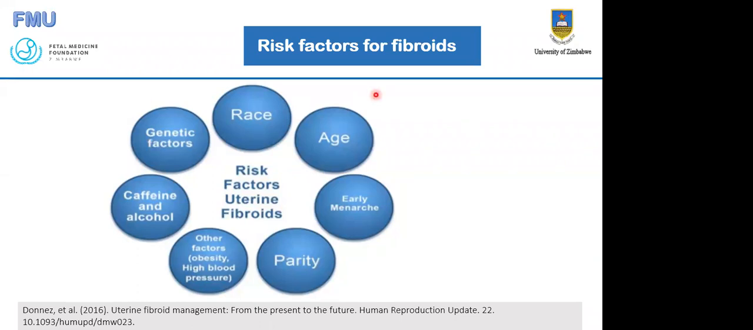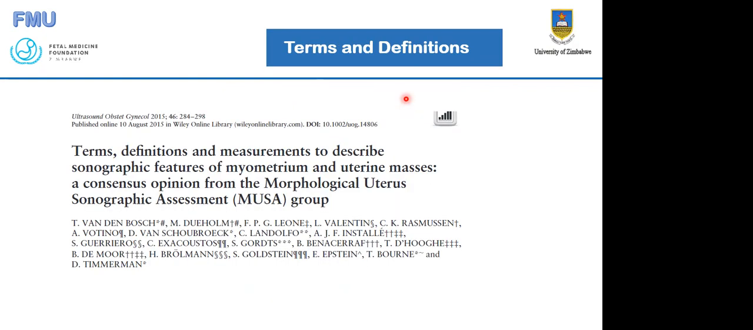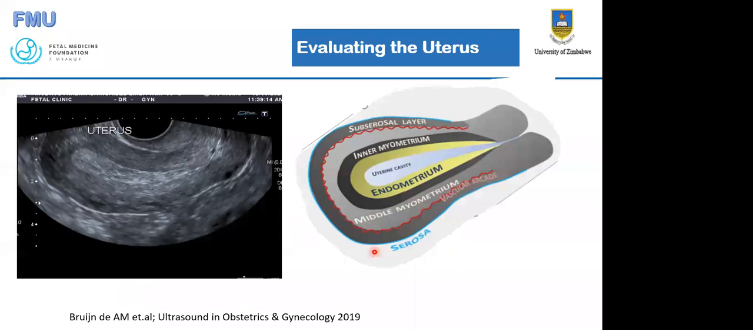If you have not gone through this paper, it is important that you go through it so that you understand the consensus that this group came up with. It's a very important consensus when you are describing or writing your report after having scanned a woman with fibroids. So the MUSA group agreed on certain terminology, which I'm going to describe as we go on with the presentation. They agreed that we should use certain terminology and look at certain things whenever we are describing uterine masses. I think I also emphasized this when we were doing endometriosis. The same information applies to fibroids.